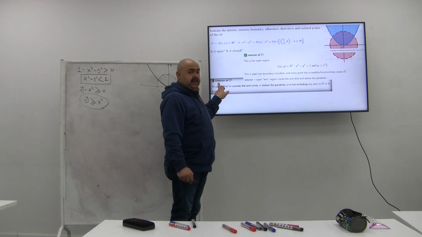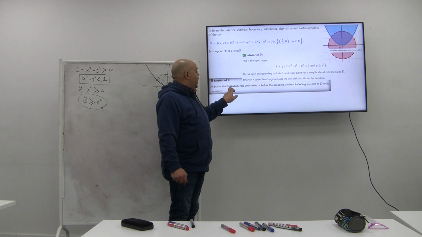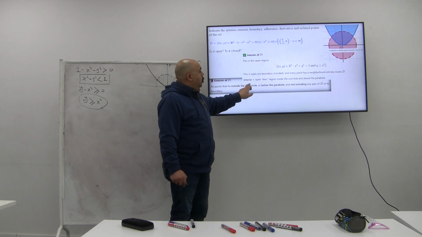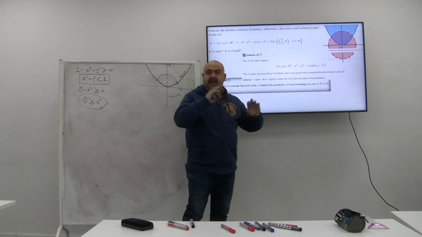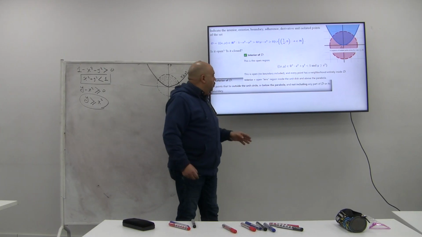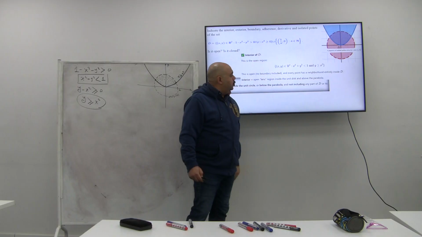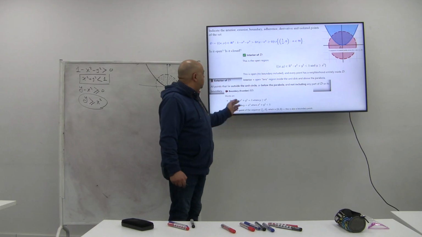The exterior of D. What are the points exterior of D? All points that lie outside the unit circle or below the parabola. All the points that are outside the circle or below the parabola and not included in the part of A that's exterior.